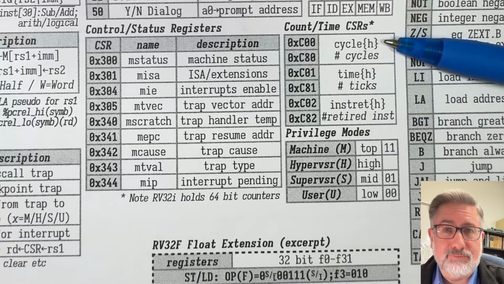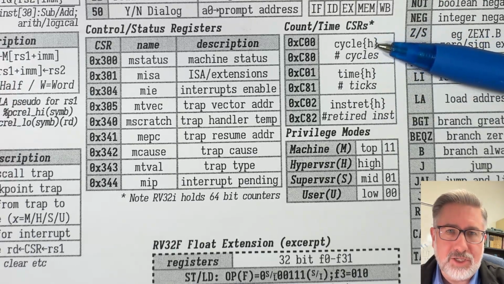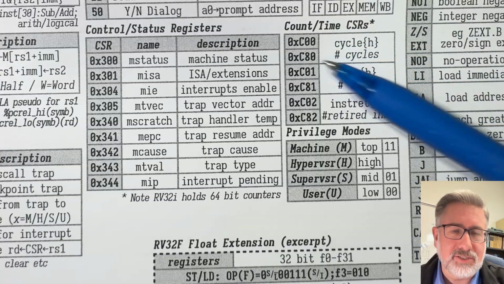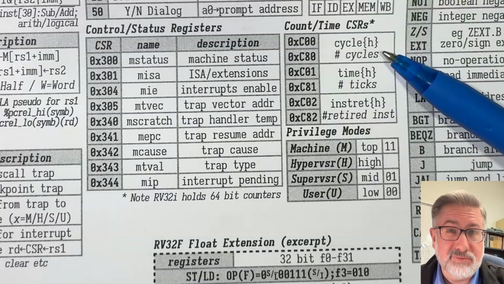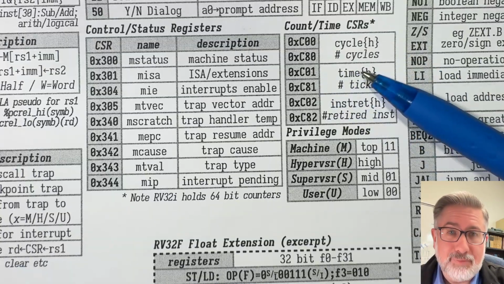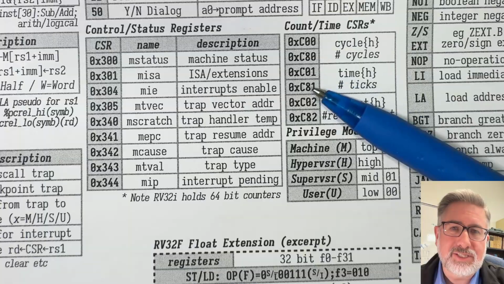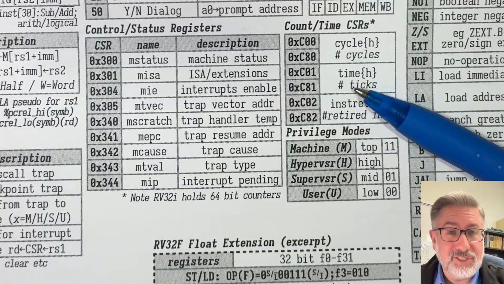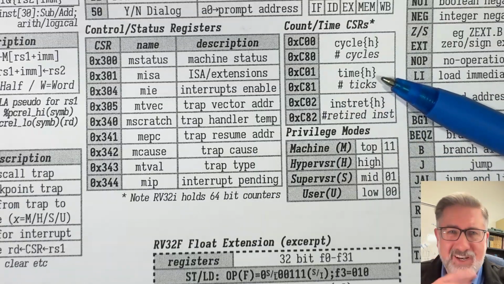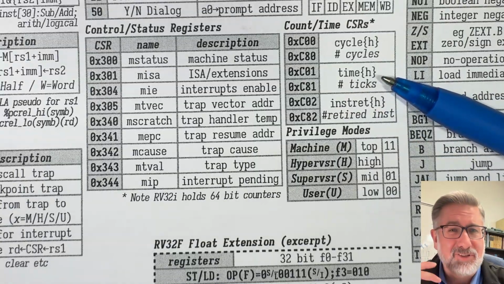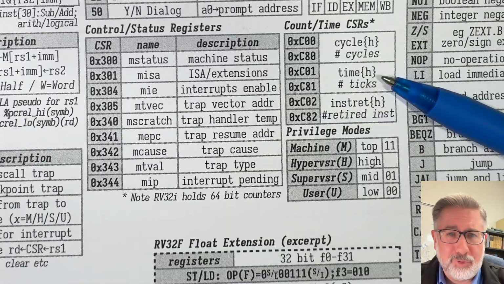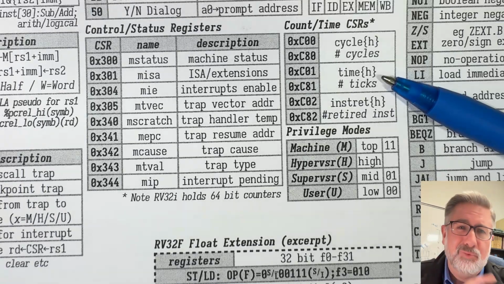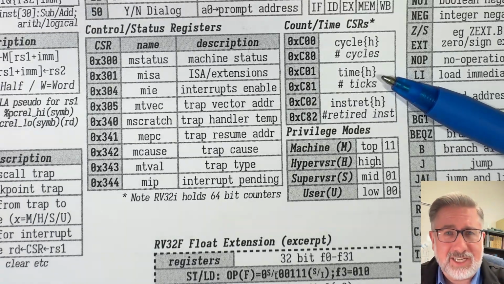So we have cycle and cycle H. Cycle is at C00, cycle H is at C80. This is the number of cycles since the machine was turned on. Time and time H are at C01 and C81. This is the number of clock ticks that have elapsed since the machine was turned on. And that's not like seconds. That depends on the resonant frequency of the internal timer, which is sometimes 10 megahertz, sometimes 37 point whatever, based on a quartz crystal, that kind of a thing.